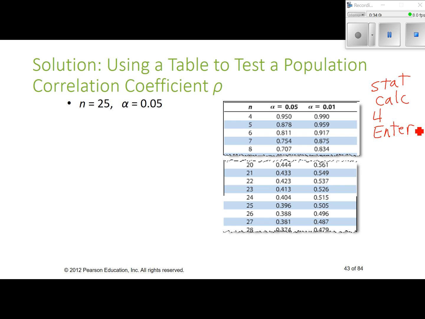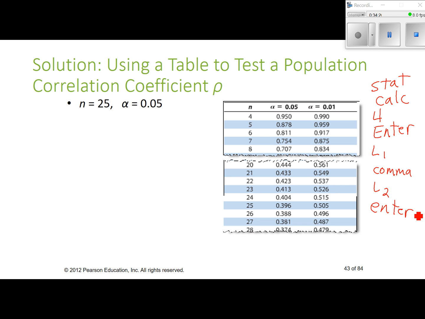And then you're going to put in list 1. You got to hit second, number 1. That's where I put it. So list 1. Then you're going to hit a comma, which is right above the 7. And then you're going to hit second, list 2, or whichever list that you put it in. And then you're going to hit enter.